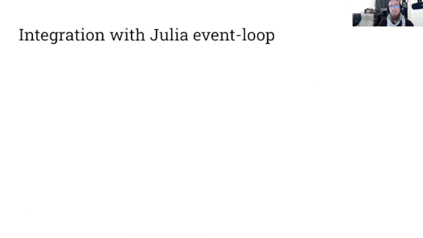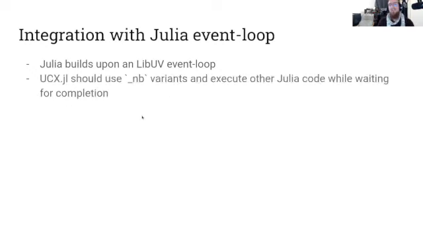The big challenge that I encountered with UCX.jl, besides getting everything wrapped up and wrapping my head around all of the UCX terminology, was mostly integrating with Julia's event loop. So Julia uses libuv, which comes from the JavaScript world, and that has an event loop. And we now need to integrate that event loop with the UCX progress model. So ideally, we want to use all of the non-blocking variants defined in UCX. And while we're waiting for the requests to finish, we would love to execute other Julia code asynchronously.